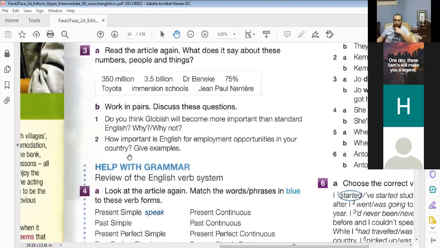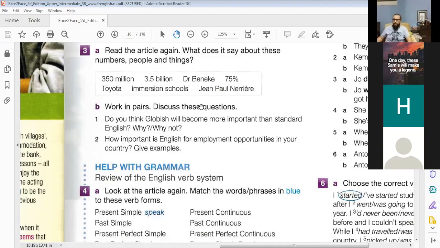Do you think Globish will become more important than standard English? Why or why not? So this is a nice opinion question. Let's see who would like to give us his or her opinion on this. What do they mean with the Globish?